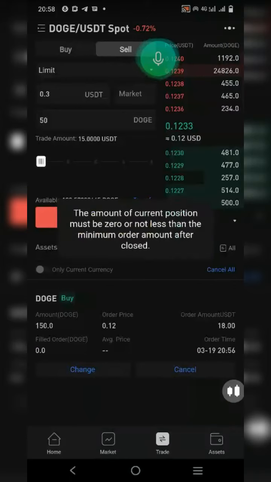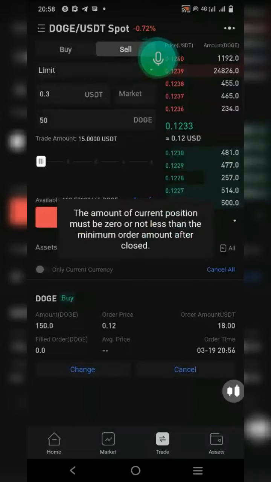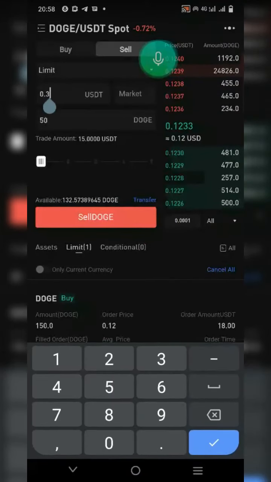What came out there? The amount of the current position must be 0 or not less than the minimum order. I think this has to do with price.